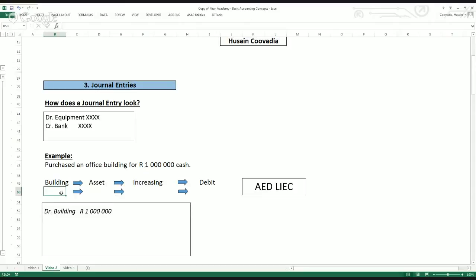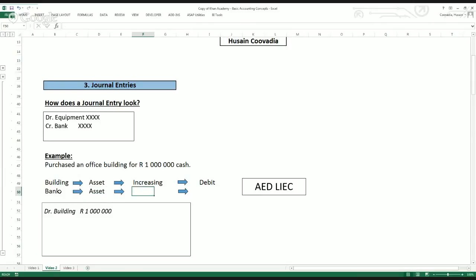Okay, let's go on. Remember, for every debit entry, there must be a corresponding credit entry. So in this transaction, you purchased an office building for 1 million rand cash. The word cash is over there, which obviously means that you paid out of your bank account for this building. So what account is affected? It will be bank. What element does the bank account fall under? It falls under an asset. If you apply the definition of an asset, it falls under the definition of an asset.